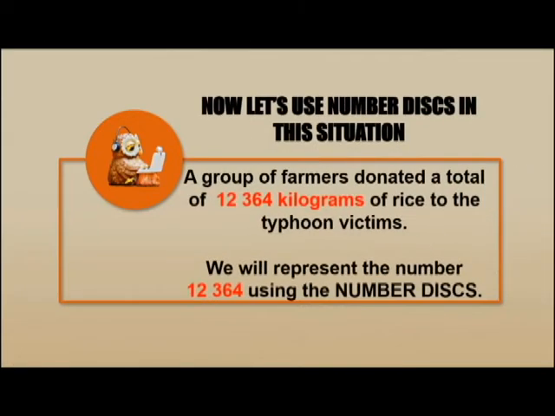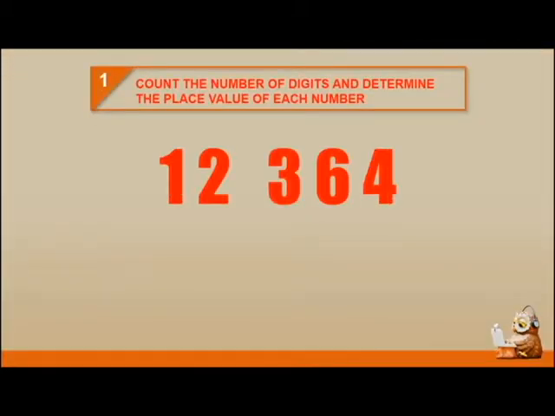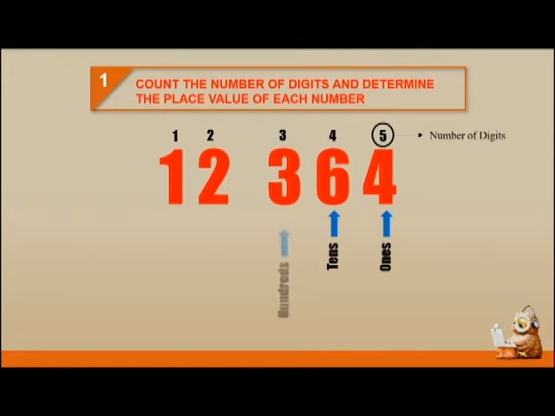The number was 12,364. Step 1. Count the number of digits in the number. 12,364 has 5 digits. Then know the place value of each digit. 4 is in the ones place. 6 is in the tens place. 3 is in the hundreds place. 2 is in the thousands place. And lastly, 1 is in the 10,000s place.